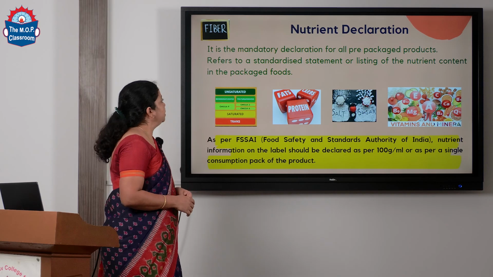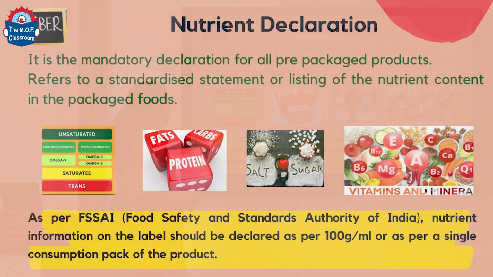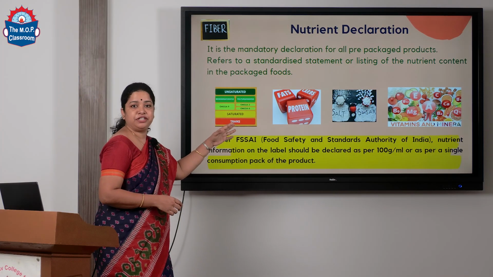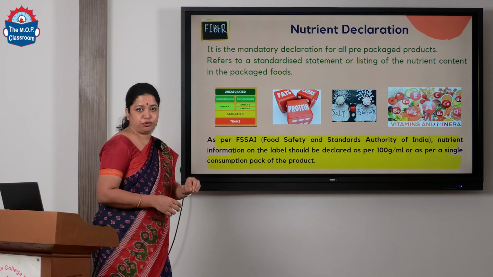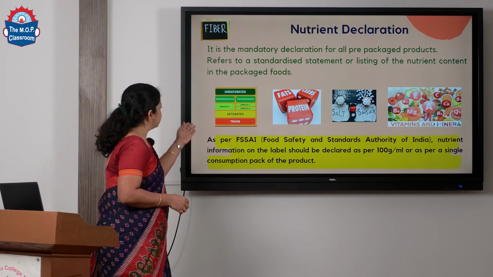Now coming to nutrient declaration. Nutrient declaration is actually a mandatory declaration which has been approved by the FSSAI, which has to be on any kind of food packaging. So whenever you take up any kind of nutrient declaration, it also talks about a standardized statement or a listing of nutrient content in the packaged food. Now if you see the pictures here, the pictures essentially talk about all the different nutrients which are available on the food packaging, and first starting with fats.